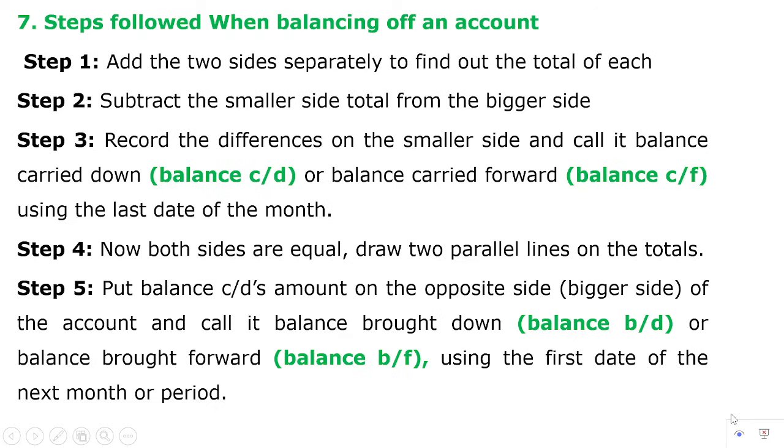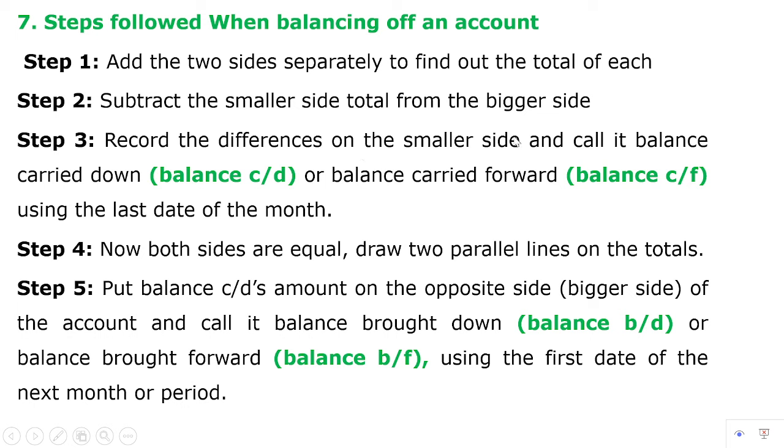After passing the double entries, you have to balance each account. Here are the steps. Step number one, you sum up the two sides separately to find out the total of each. Step number two, you subtract the smaller side total from the bigger side to arrive at a balancing figure.